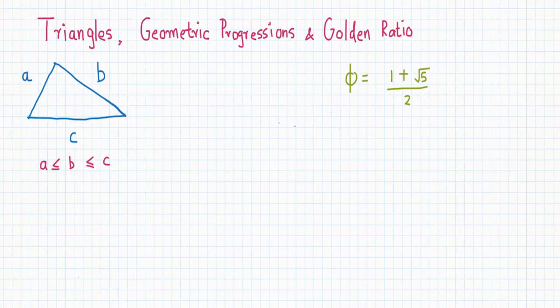Hi, in this video we will see how triangles, geometric progressions and the golden ratio are related. On the far left I have drawn a triangle with sides A, B and C such that A is the smallest and C is the largest. On the far right I have defined the golden ratio, which is called phi. It's defined to be equal to (1 plus root 5) by 2.